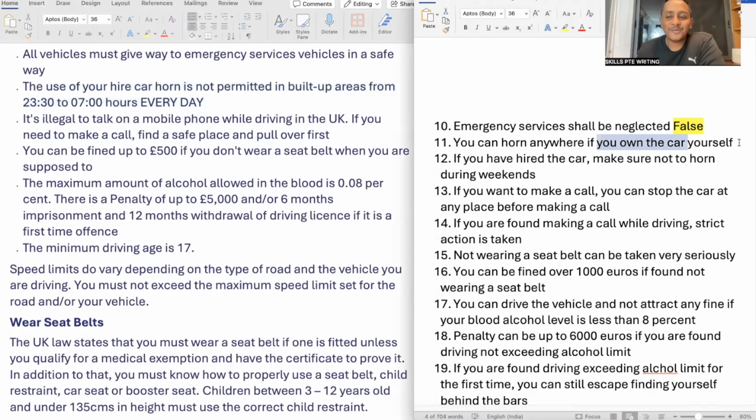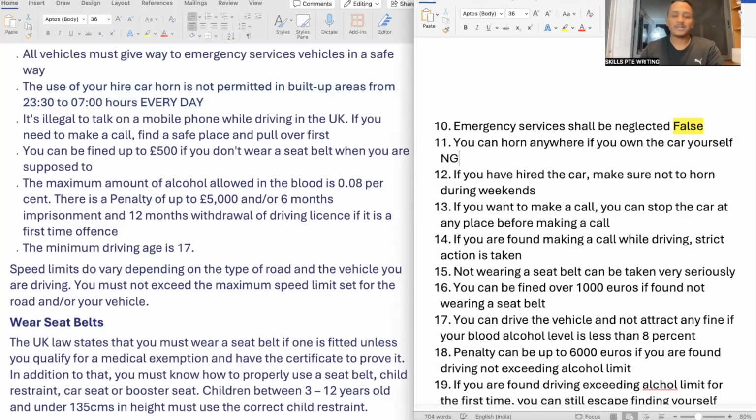You can horn anywhere if you own the car yourself is what people think is true, because if you hire a car then you cannot. If you have your own car you can, is what they think. No, it is not given, so this would be not given. Remember, no information is given about owning your own car. If you own the car, what is the status?